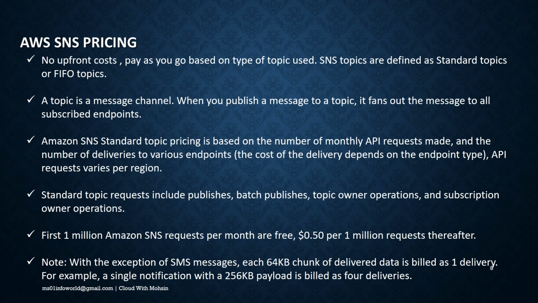However, there is a note about what is considered as one delivery. With the exception of SMS messages, a 64 KB chunk of data is billed as one delivery. For example, suppose your message is about 256 KB, the overall size of the message you need to pass. AWS considers each 64 KB chunk as one delivery, so 256 KB is 4 deliveries. I hope you got the point, and it will be charged for those 4 deliveries. So it is based on the size of the message, and 64 KB is calculated as one delivery.